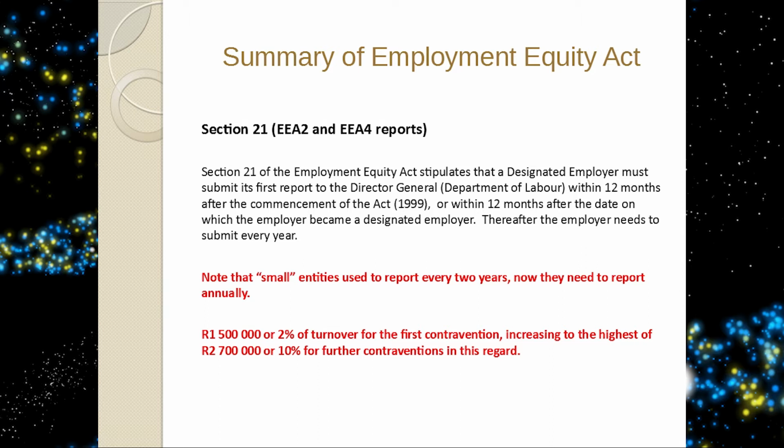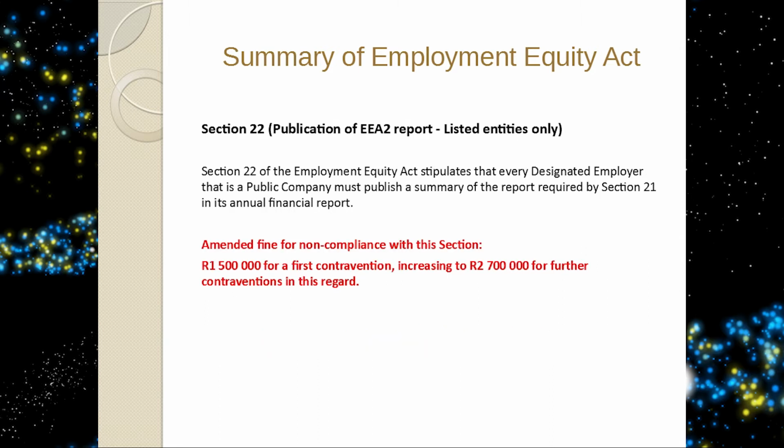Section 22: if there are JSE listed companies attending here today, as per Section 22, JSE listed companies or public entities must publish a summary of the report required by Section 21 in your annual financial report. Bottom line, pertaining to your workforce profile, you will need to show that in your annual financial report. If not, it will result in a possible penalty.